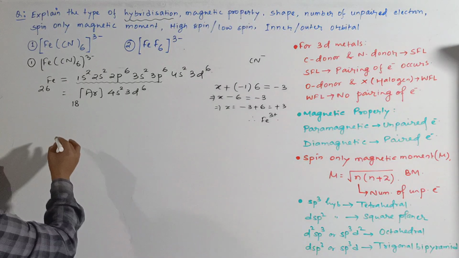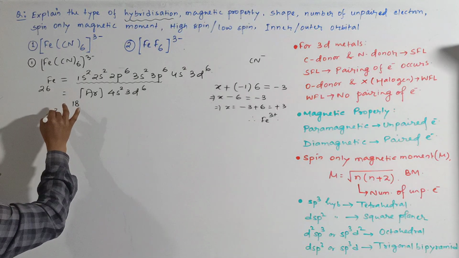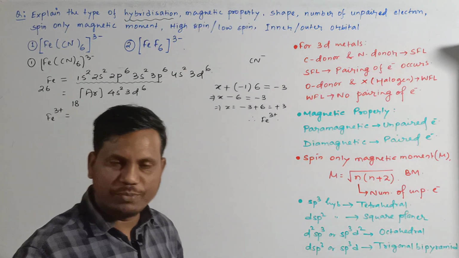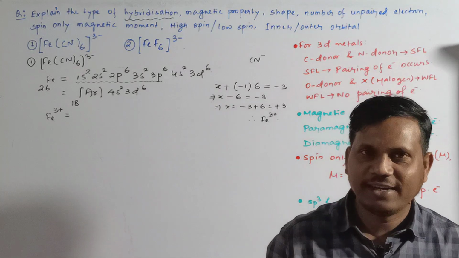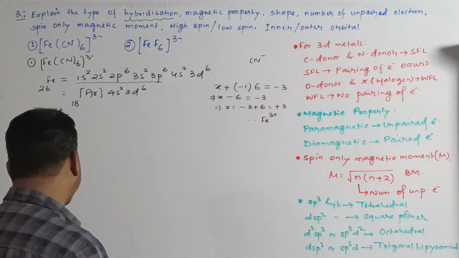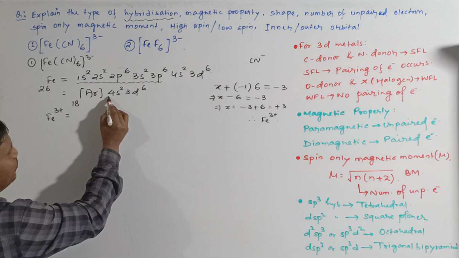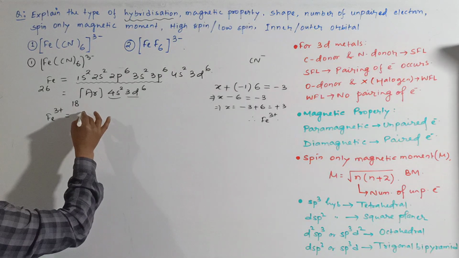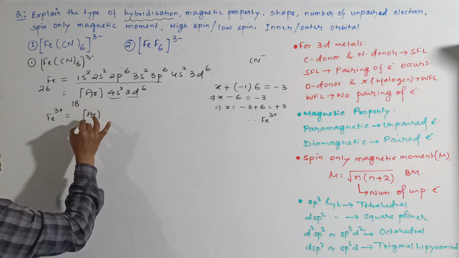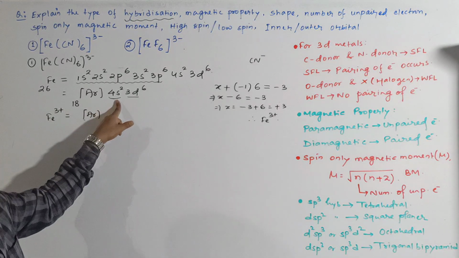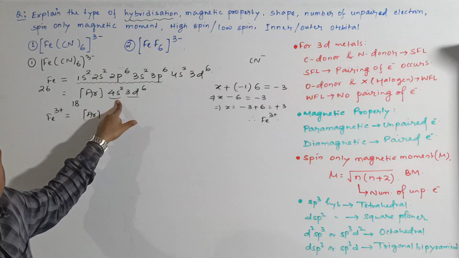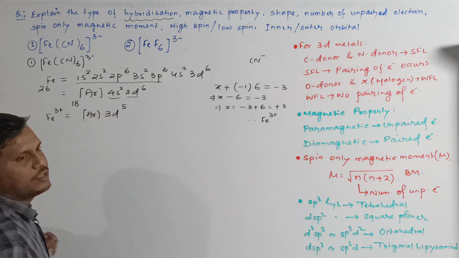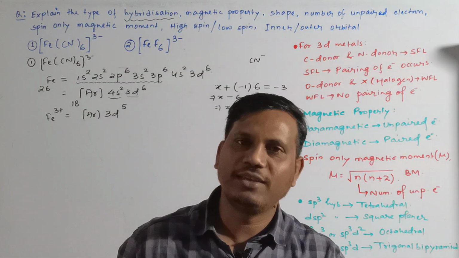Our next step is to write the configuration using the charge. For Fe3+, the meaning of 3+ is that 3 electrons are removed. How can we deduct 3 electrons? First 4s will lose electrons, and after that 3d. We have to remove 3 electrons. So 2 will be removed from 4s, because it is the outermost shell, and 1 will be removed from 3d. So Fe3+ will be argon and 3d5.